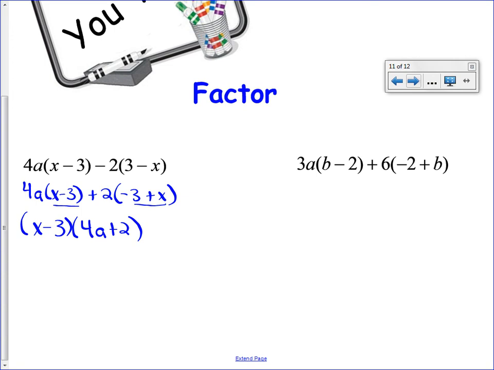Okay, good. The next one, are these binomials the same? Yeah, they are. They're just flipped. The 2's negative, the 2's negative, the b's positive, the b's positive. So you would just rewrite this as b minus 2 times 3a plus 6. We okay with that? All right, you can erase your desks.